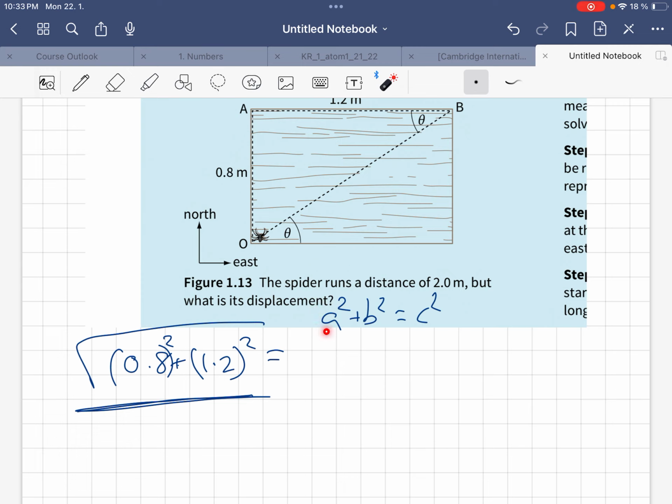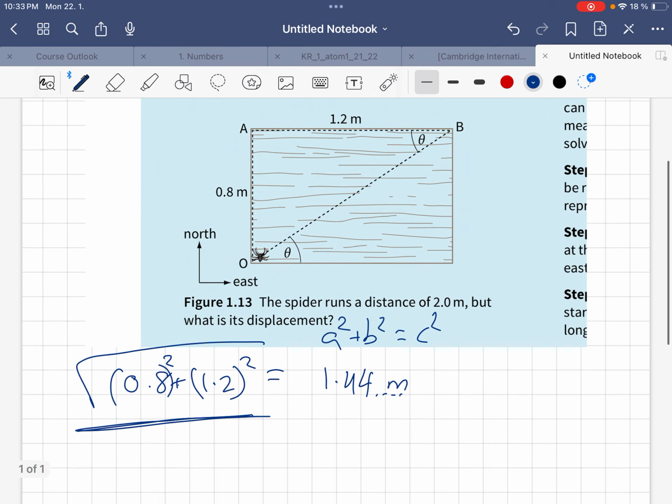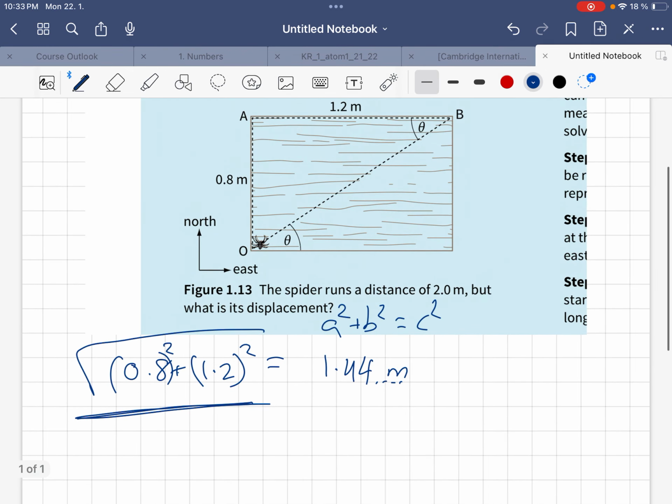0.8 for a, so it became 0.8 squared. And for b, I put 1.2 squared. And then I moved the power 2 from the c onto this side by square rooting the whole section on the other side. Okay, so if you put it in your calculator, you will get 1.44 something meters as the total distance. Now, let's try to calculate the angles, as you can see here, angle theta.